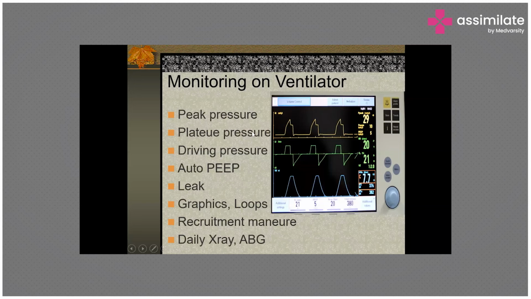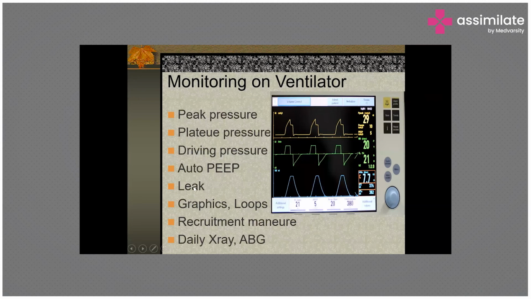Similarly, for plateau pressure, in volume control, we can measure plateau pressure, but if the patient is on pressure control, whatever the peak inspiratory pressure that we set is the plateau pressure. But when we want to calculate exact plateau pressure, we have to give inspiratory hold for 10 seconds, and that will be able to measure the plateau pressure, and it will tell you about the lung compliance.